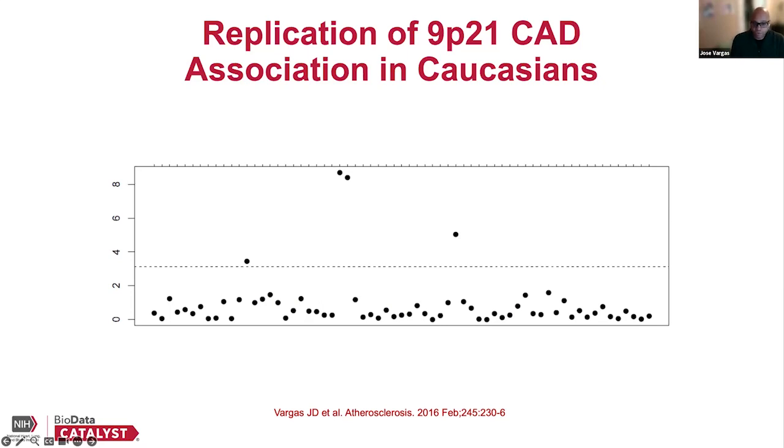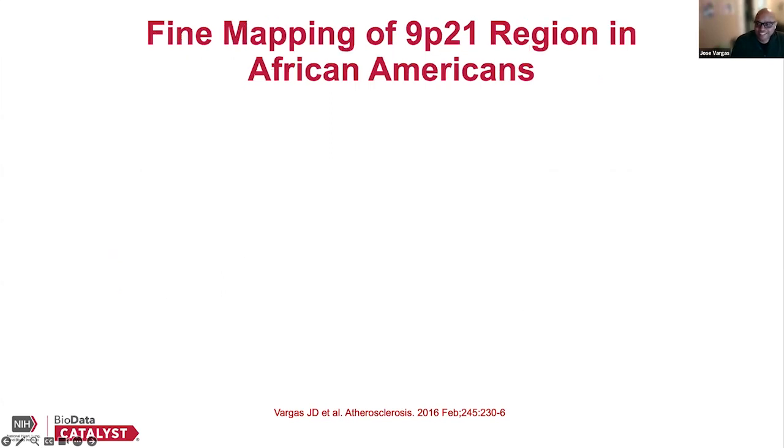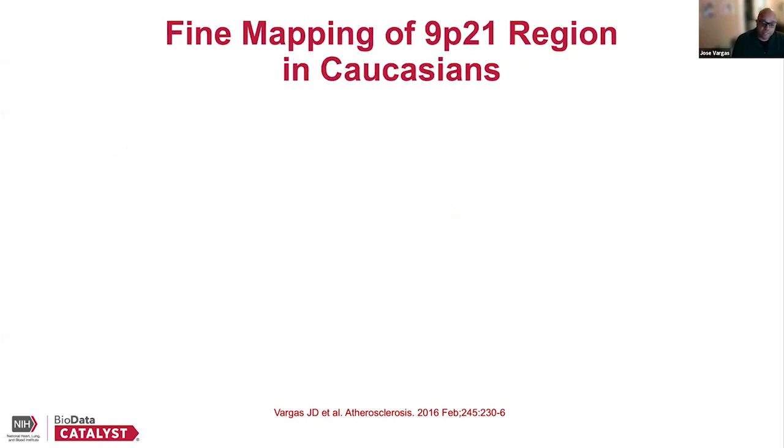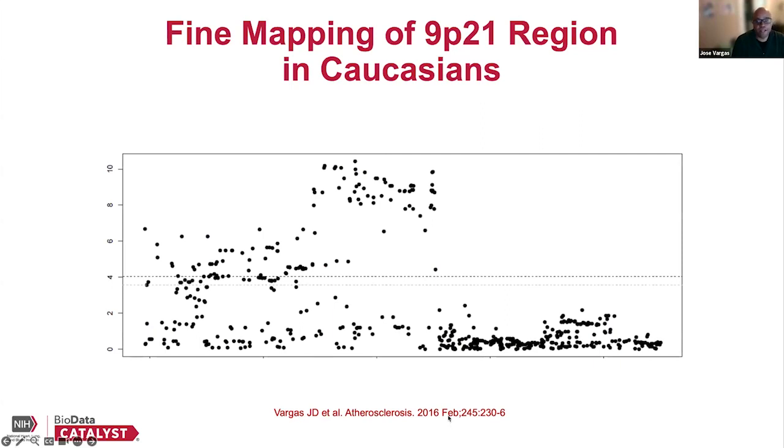So you can see, because we're doing fine mapping, we're looking at many more variants. So you'll see a lot more dots. And here we go. So a lot more dots, and these are each of the p-values. This is a chromosome 9 region. Again, no significance in African Americans, despite fine mapping. So then we looked at Caucasians in MESA just to see if we saw any difference there. And you can see here just a huge signal, very robust signal in Caucasians.